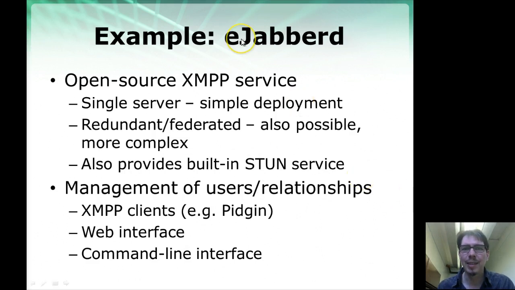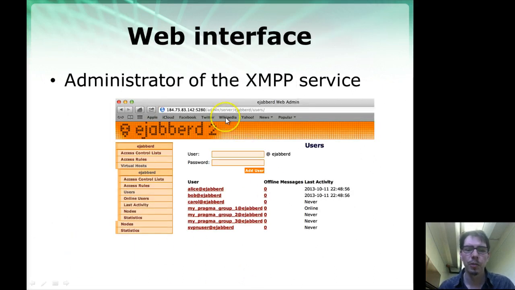In ejabberd, you can set relationships. So Alice is friends with Bob. You can use an XMPP client, like the open source Pidgin. You can use the ejabberd web interface to create relationships, or typically the way you automate this is by using a command line interface. So the web interface will look like this. ejabberd has its own web service, and you can come in and create new users and map relationships.